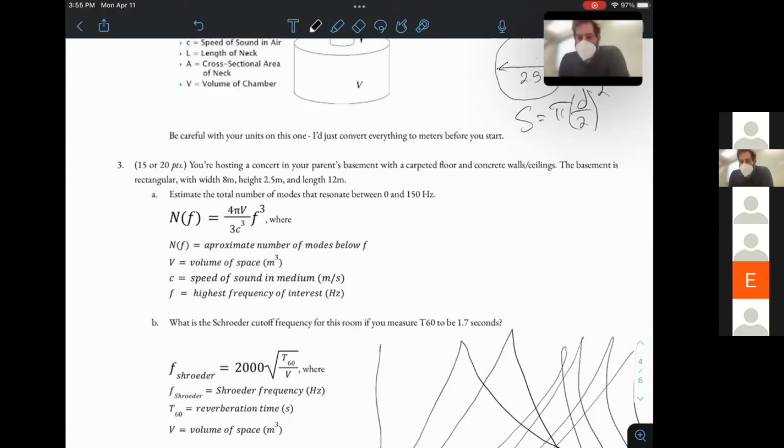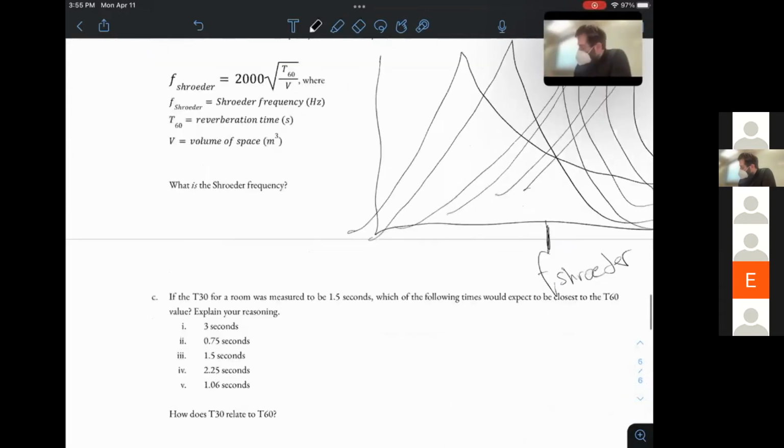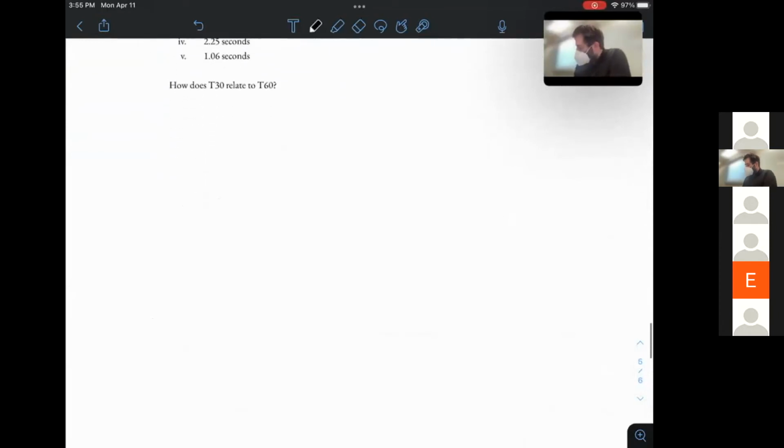Eldrin, what's up? My question was just about the relationship between T30 and T60. My phone was breaking up a little bit. Yeah, let's talk about that because it does get really confusing. I think a drawing is in order here.